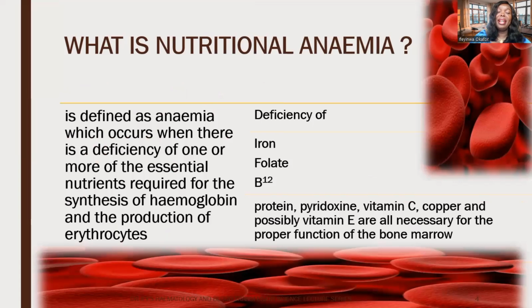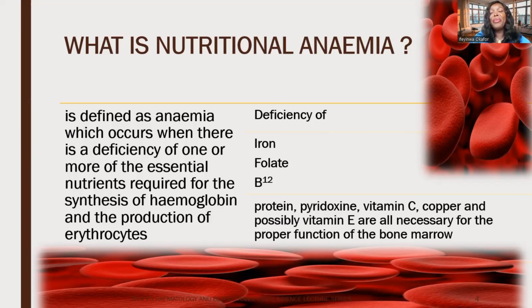Megaloblastic anemia that we are discussing today is a form of nutritional anemia. What is nutritional anemia? Nutritional anemia can simply be defined as anemia that occurs when there is a deficiency of one or more of the essential nutrients required for synthesis of hemoglobin and production of erythrocytes.